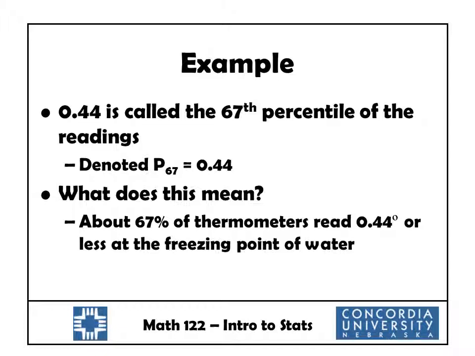So that number, that temperature reading, 0.44, is called the 67th percentile of the readings, and it's denoted P sub 67 equals 0.44. Now that number 67 is a probability or a percentage. The number 0.44 is a temperature reading. So this means that about 67% of thermometers read 0.44 degrees or less at the freezing point of water.